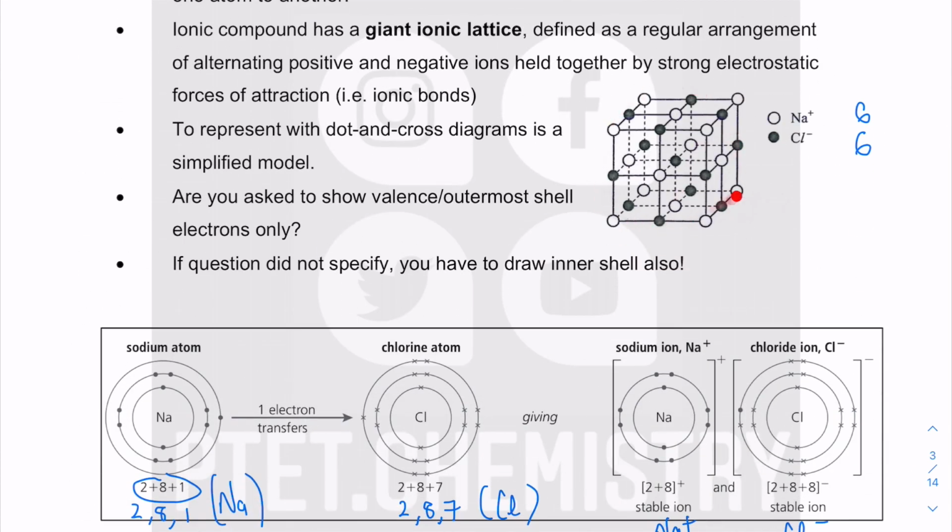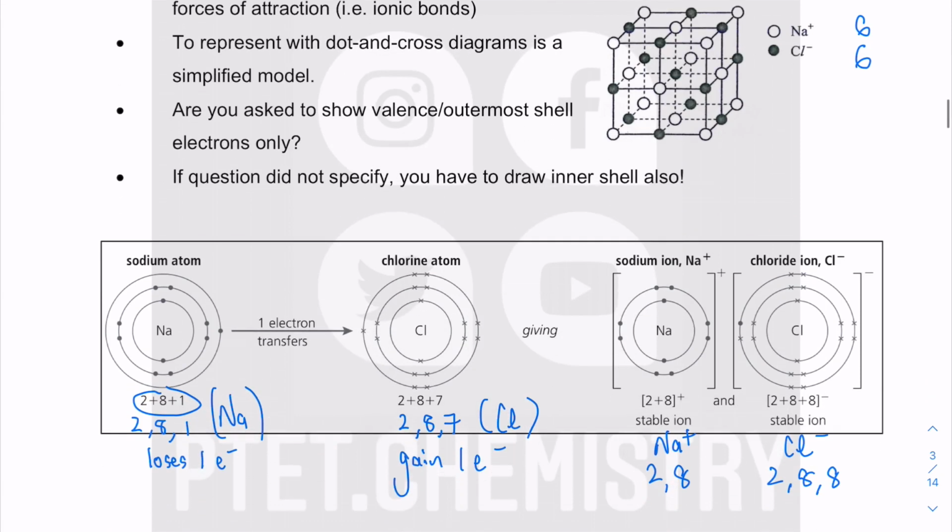So in reality, this is a giant ionic lattice structure, but in simple representation, we always represent them with this kind of dot and cross diagram, where we need to describe using the diagram the formation of the ion from the atom in terms of the electronic configuration, in terms of their position in the periodic table.